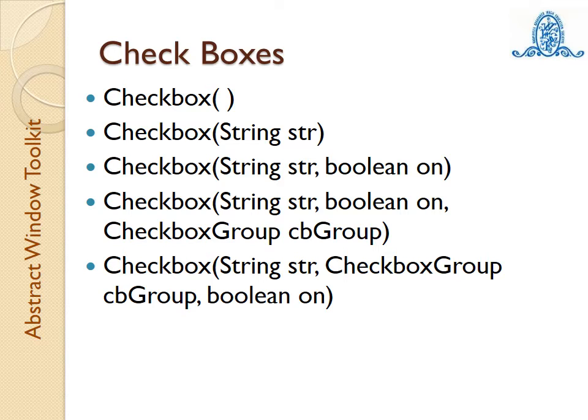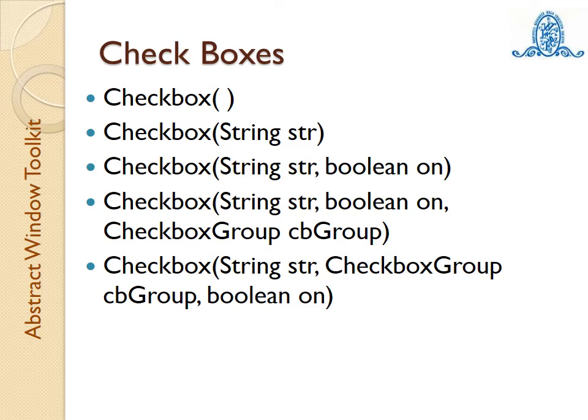The third constructor consists of two parameters. First is str, second is boolean on. This boolean on parameter is used to specify the state of checkbox, whether initially it is checked, ticked or unchecked. If the value of on parameter is true, then initially the checkbox is checked or ticked. Otherwise, the checkbox is unchecked or unticked.